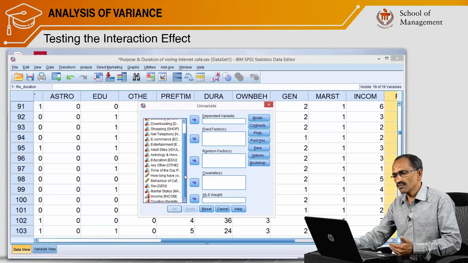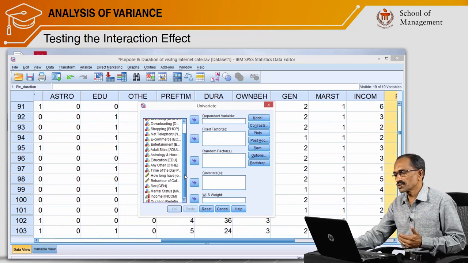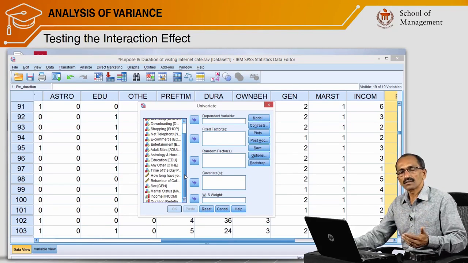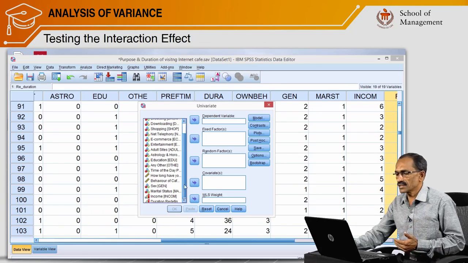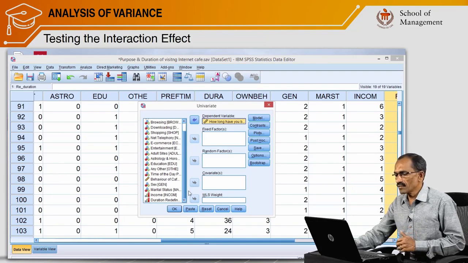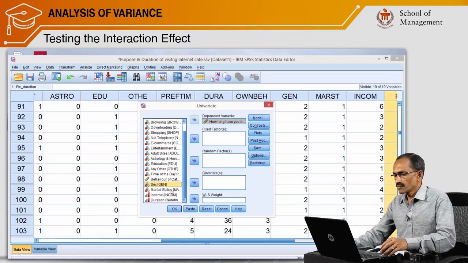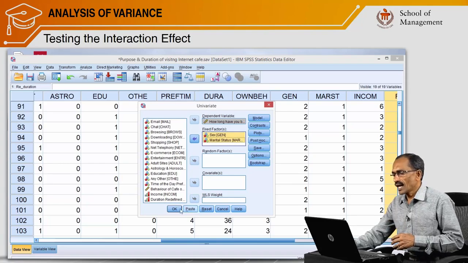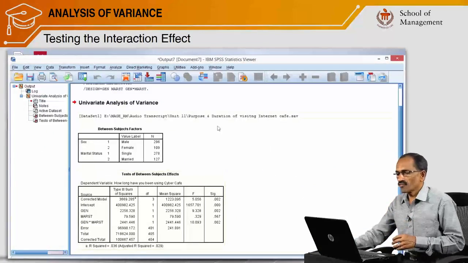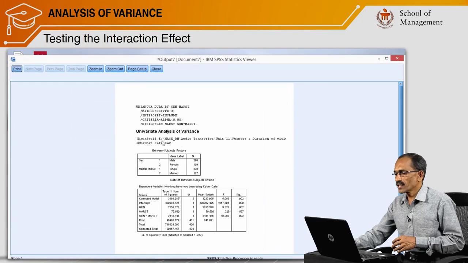Here we are examining whether there is any interaction effect between gender and marital status on the duration of cyber cafe visit. We will load the duration into the dependent variable, and gender and marital status, the civil status, into fixed factors. And we will click OK. We will generate this result, and I would like to magnify it to enable you to see.